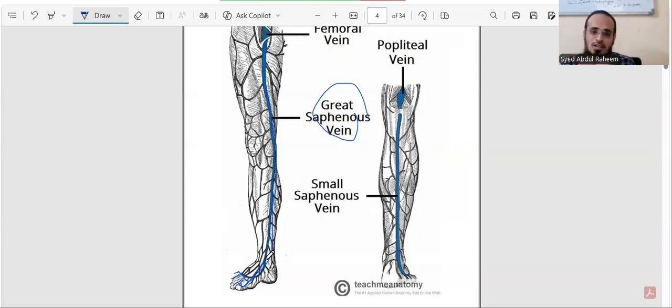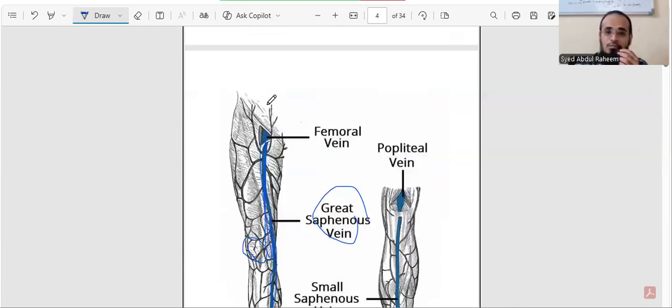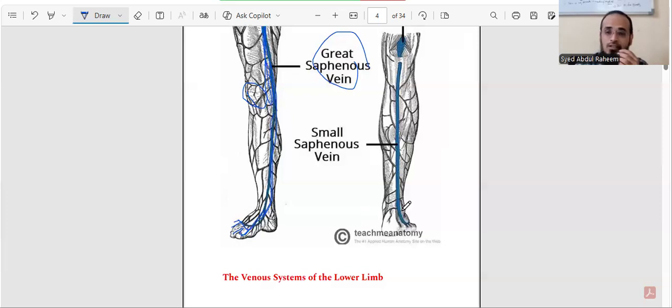It comes up the leg and goes behind the knee, then travels toward the center of the thigh, where it merges with the femoral vein. And you have another vein; this is the longer vein, and this is the shorter vein. That's the reason we call it the small saphenous vein or short saphenous vein, and the other the large saphenous vein or great saphenous vein.